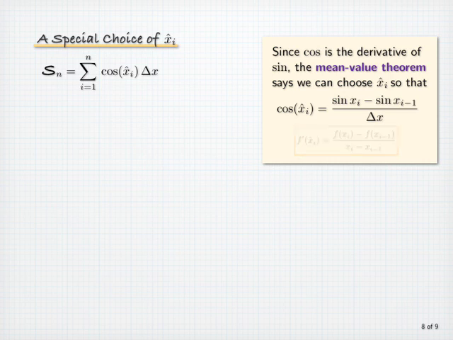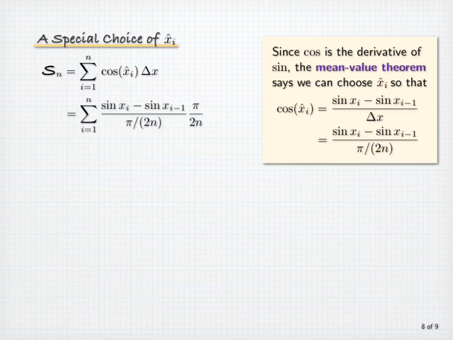And since delta x is equal to pi over 2n, we have cosine of x hat sub i equal to sine of x_i minus sine x_{i-1}, divided by pi over 2n. So now we substitute that value of cosine x hat sub i into our sum, and a minor simplification results in the sum from i equals 1 to n of the sine of x_i minus the sine of x_{i-1}. Now let's write out a few terms of that sum.